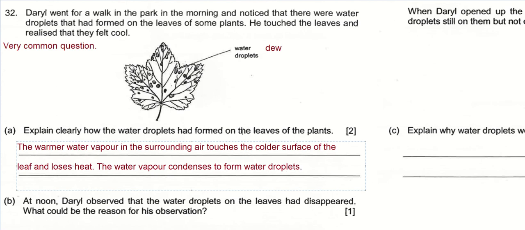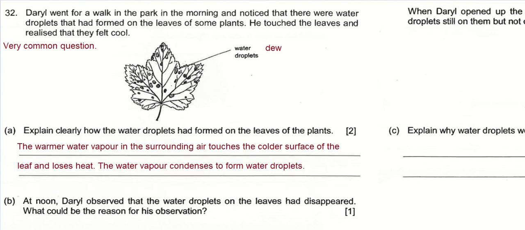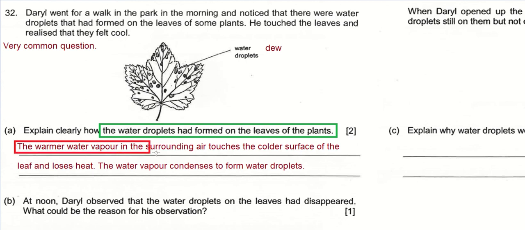So again, because this question is about explain, what is the claim? Let's see what is the claim. The claim is therefore water droplets had formed on the leaves of the plant. This is the claim. Because the claim is in the question, there is no need to write it in the answer. So what is the evidence? The evidence is the scientific fact: the warm water vapor in the surrounding air touches the colder surface of the leaf. So this is one of the first evidence.